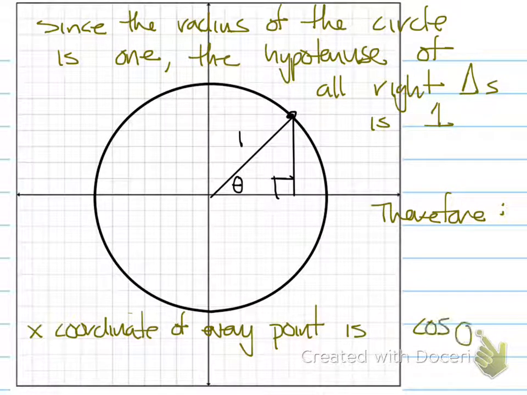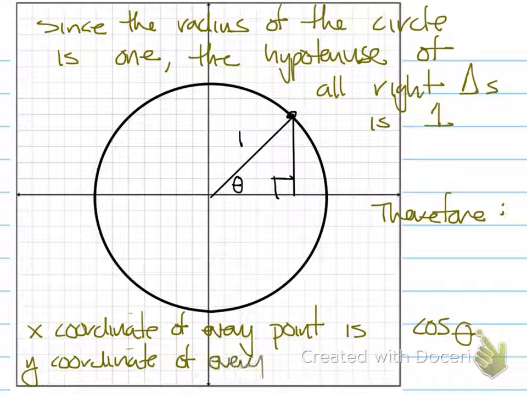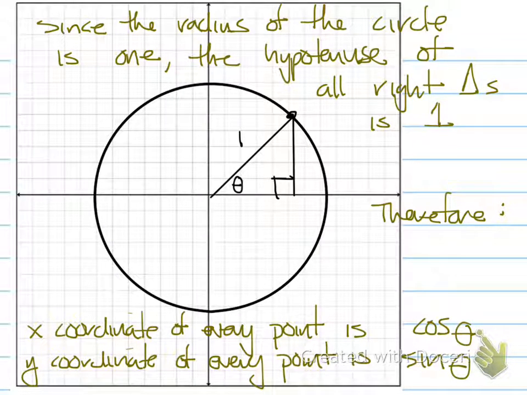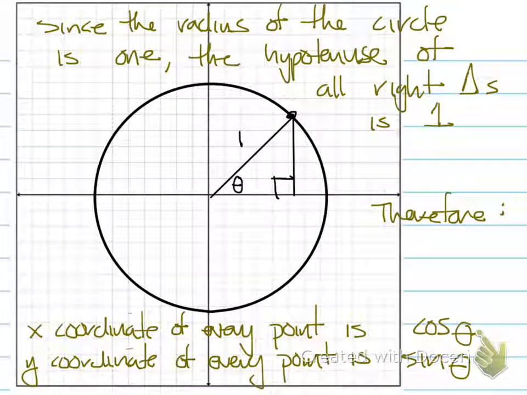Since the hypotenuse is 1, that tells us that cosine of that angle measure is just going to equal whatever the x-coordinate of that point is on the unit circle. And the y-coordinate for each one of the points on that unit circle is going to equal the sine of that angle measure.